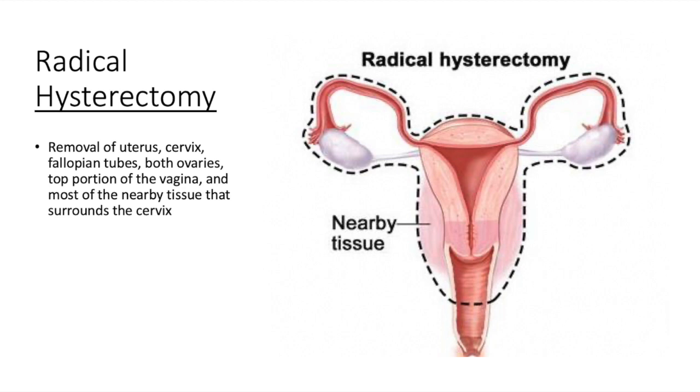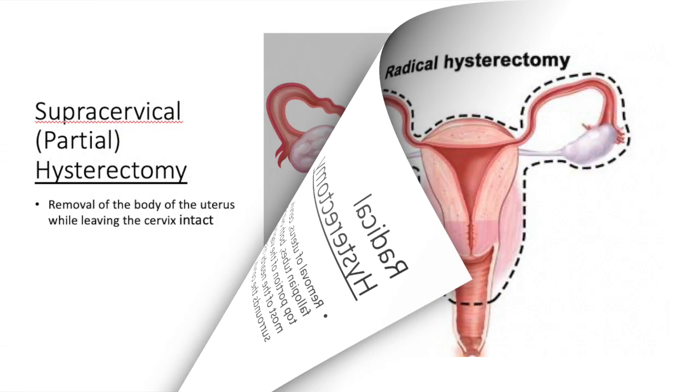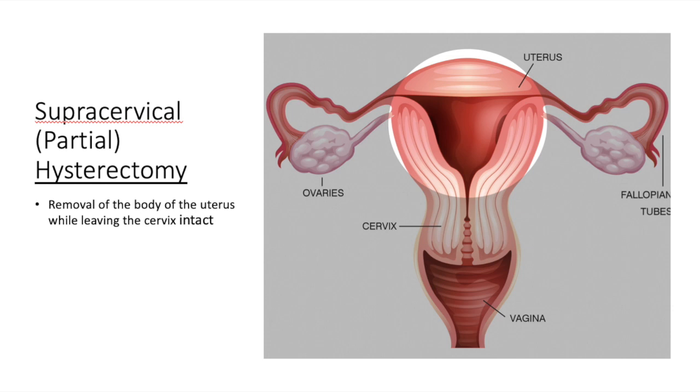A third type is radical hysterectomy, which involves a great deal of the woman's reproductive organs. It includes the removal of the uterus, the cervix, both fallopian tubes, as well as both ovaries, the top portion of the vagina, and most of the nearby tissue that surrounds the cervix. And lastly, supracervical or partial hysterectomy is the removal of the body of the uterus while leaving the cervix intact.